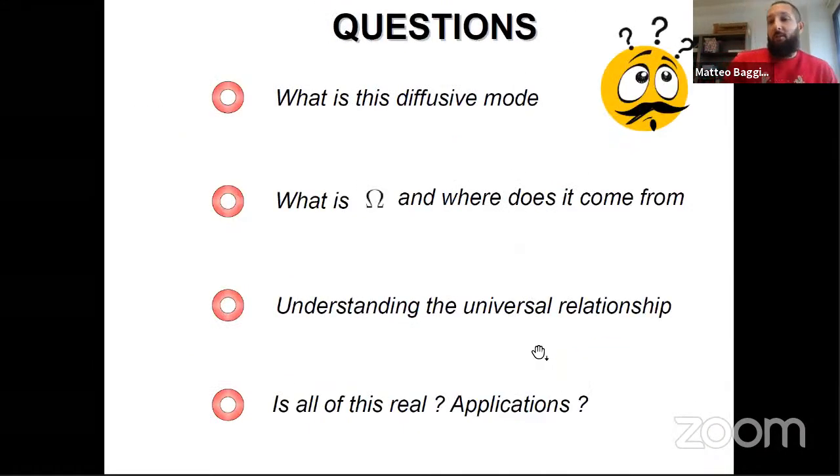Now, what are the questions that I really want to address today? They are really precise questions. The first question is, what is this diffusive mode? The second question is, what is this capital omega relaxation and where does it come from? The third question is, I want to understand on solid base from field theory where this universal relationship comes from and if it's actually universal or not. And then after we go through this holographic walk, I want to show you if this is all real and what are the practical applications, so where what we learned can actually be useful for real life.